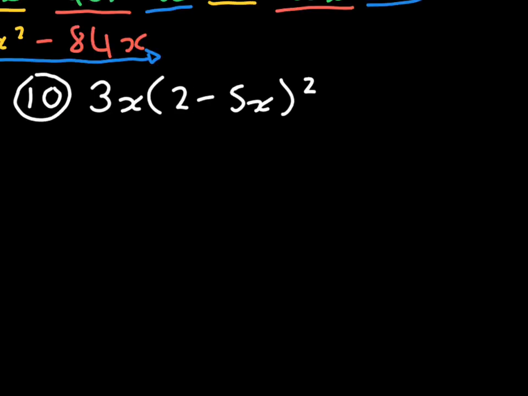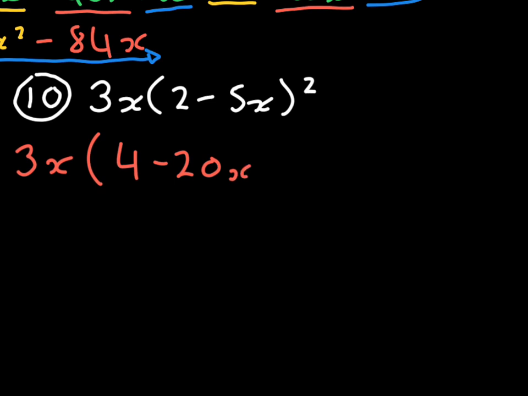Lastly, for question 10, we once again need to square a binomial and then multiply a term into the parentheses. So let's do that. Once again, we have a rule for squaring binomials. Let's just write the 3x there first. So when we square the binomial, we square the first term. So 2 squared gives us 4. We then multiply the two terms and double them. So 2 times minus 5x gives us minus 10x, but we double them, so we get minus 20x.